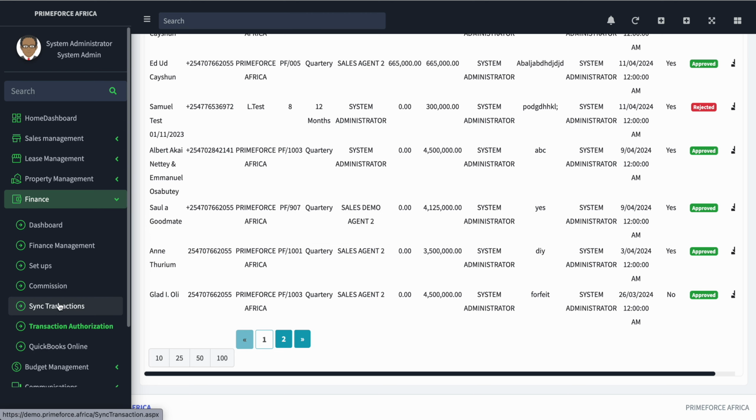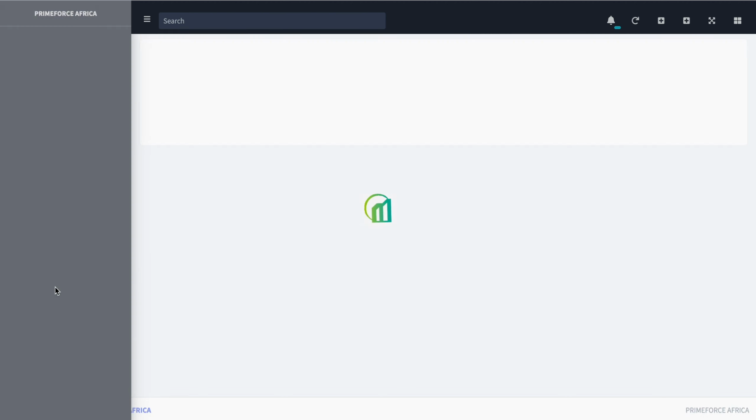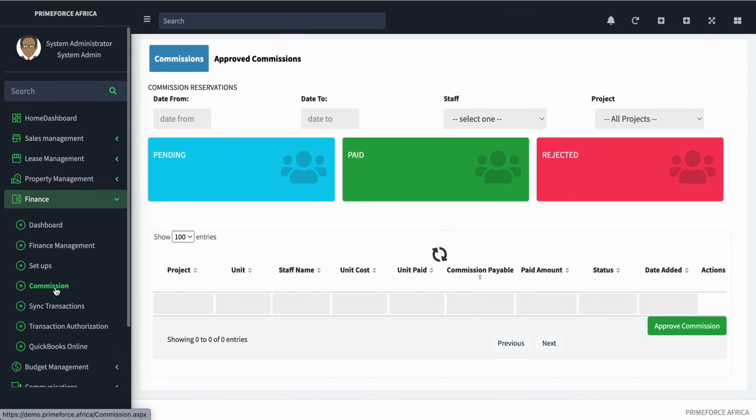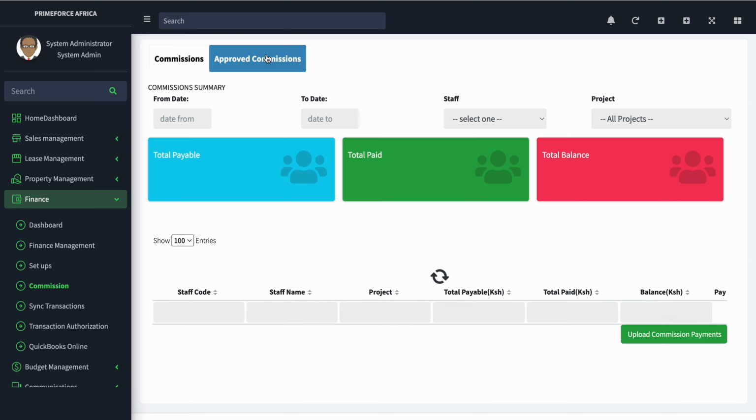Also, the system does provide the capability to manage commissions, based on the plan that has been set in the property management, where commissions are either paid out based on full payment or based on the reservation amount. From here, you're able to see all the commissions payable, and you can also approve the commissions for each unit.